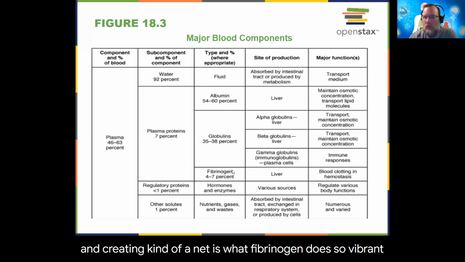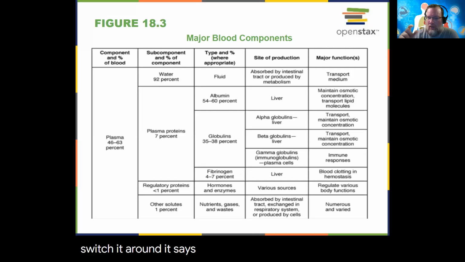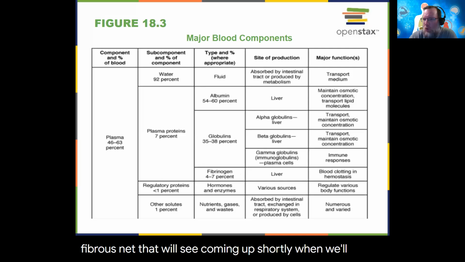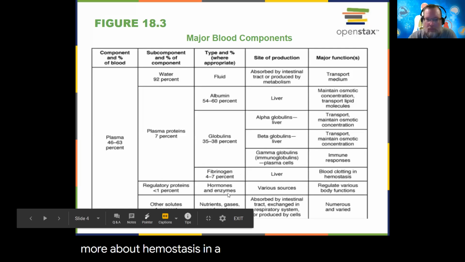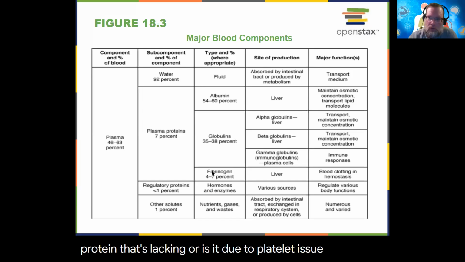Fibrinogen will generate something. Switch it around, it says fibrin: fibrinogen generates fibrin. Fibrin is kind of like a fibrous net that we'll see coming up shortly when we talk more about hemostasis and blood clotting. But anyway, that's good, right? We need to be able to stop blood. We may have some patients that have issues with blood clotting. Is it due to a plasma protein that's lacking, or is it due to platelet issues? We haven't done platelets much yet, so we'll see that in just a few minutes.